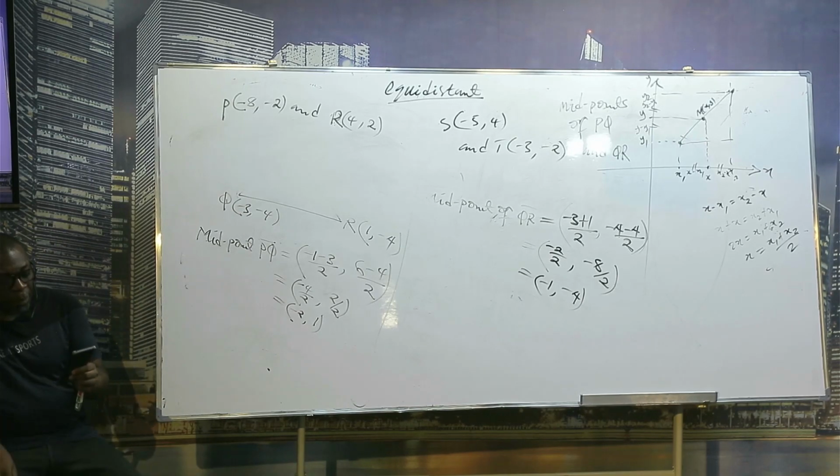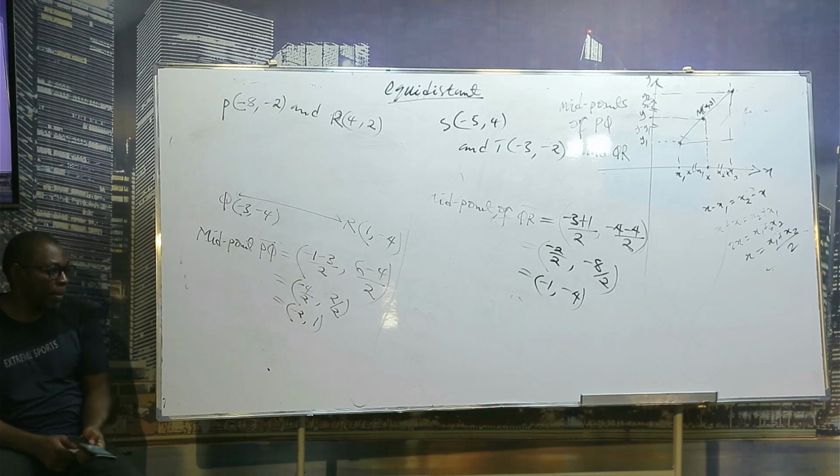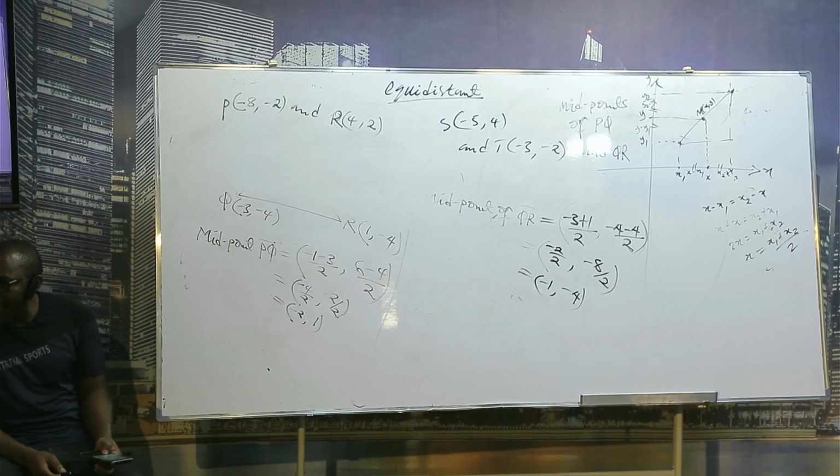Did you see? It is a perpendicular bisector of PR, passing through the midpoint of PR.